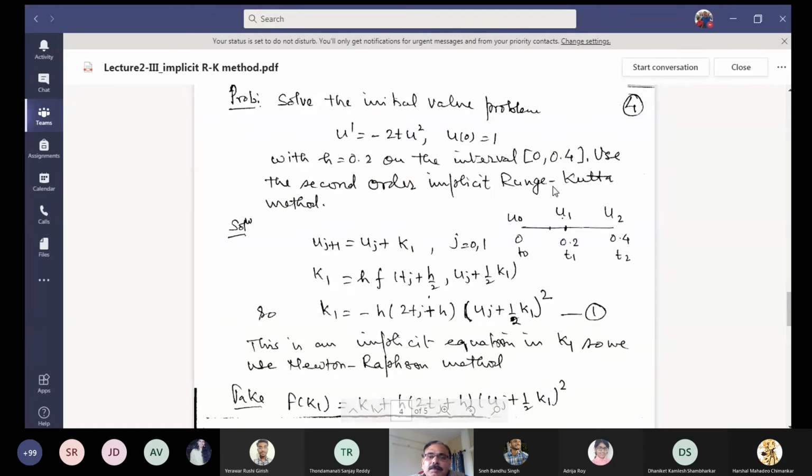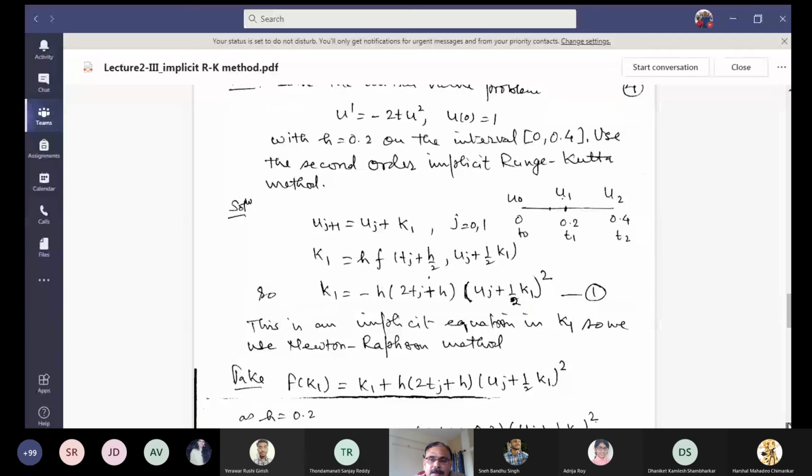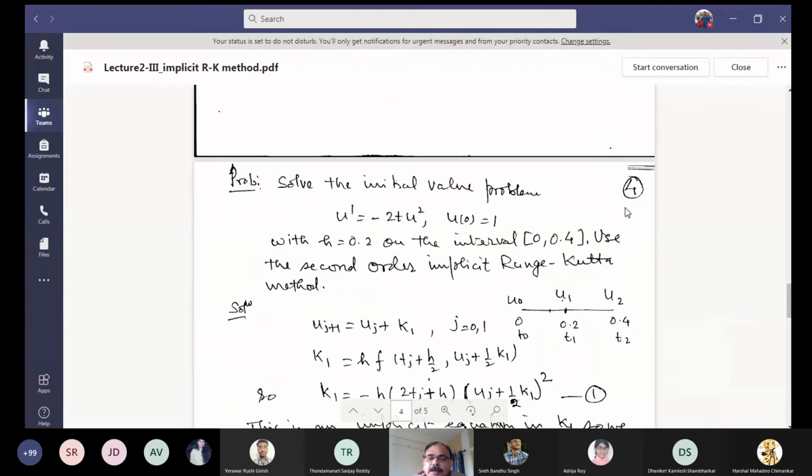Use the second order implicit Runge-Kutta method, that is u_{j+1}. Just now we have seen that. The very first thing is that you have to divide the subinterval 0 to 0.4. So that is your 0, then 0.2, that is t1, 0.4, that is t2. So your u0, u1 and u2 are there. u0 value is already given as 1. So basically you have to find out u1 and u2. Is that right?